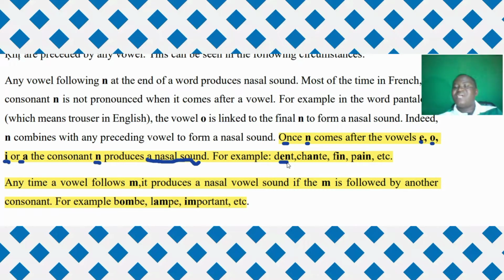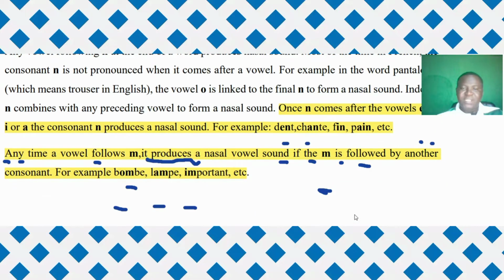So those are the nasal sounds we have. Here we have dent, chant, fin, pen, etc. Then we are moving to the next, M. We have M as well here. It follows the same pattern. You see? So we have bon, en. Some people can tell you bonbon and so on. You pronounce them as a nasal sound. And how do you pronounce a nasal sound? A nasal sound is pronounced through your nose. En, and so on. So we are moving from there to the next line here.